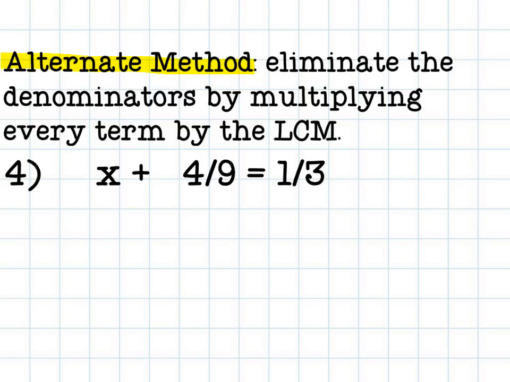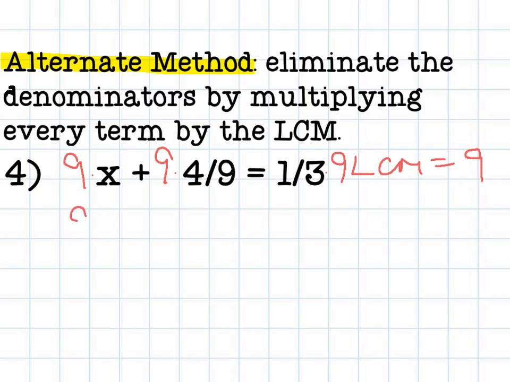Now, there is an alternate method that I'm going to show you, and it's solving the exact same equations, but eliminating the denominators. You do that by multiplying every term by the LCM. So let's look at example number 4. Find your LCM. What is the LCM of 9 and 3? Well, the LCM of 9 and 3 is 9. So we're going to take that 9 and multiply every term by 9. So we're going to multiply the x by 9, we're going to multiply the 4/9 by 9, and we're going to multiply the 1/3 by 9.